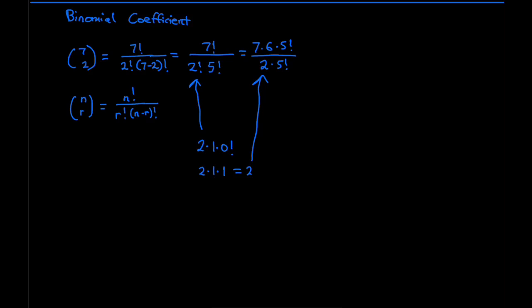The 5 factorials will cancel out. All that's left is 7 times 6 over 2. You can divide the 6 by 2, and you get 3, which means that this is 21. And that's as far as this one will go.